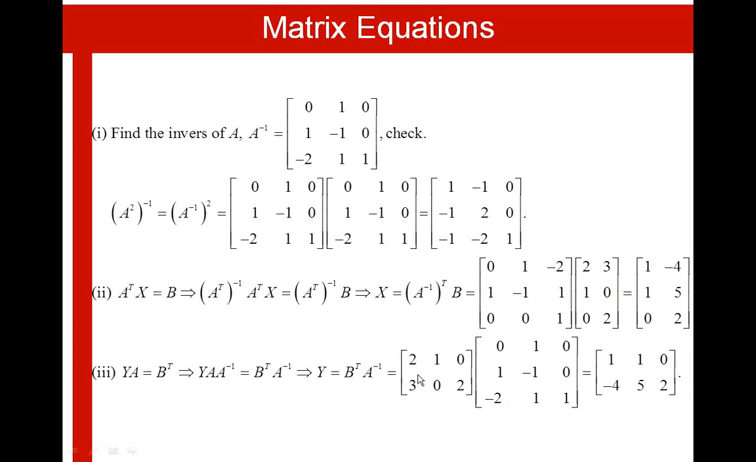We take the matrix B, we transpose it, and we multiply it times A^-1, which we have from the beginning of the exercise. We do the multiplication. This is a 2 by 3 and this is 3 by 3 to obtain a 2 by 3 matrix as such.